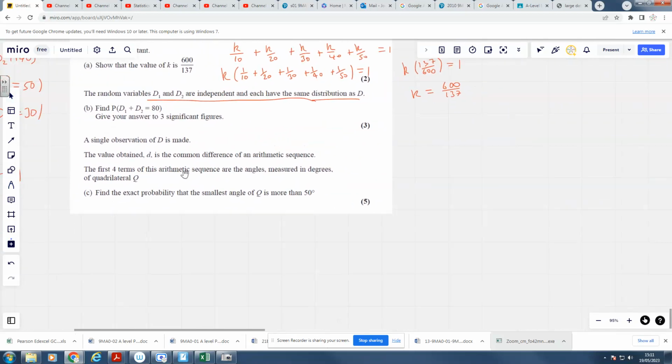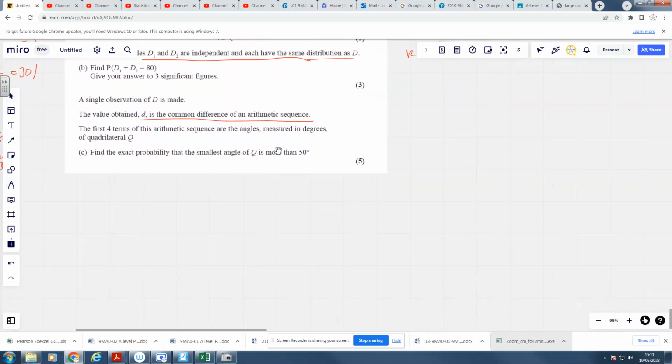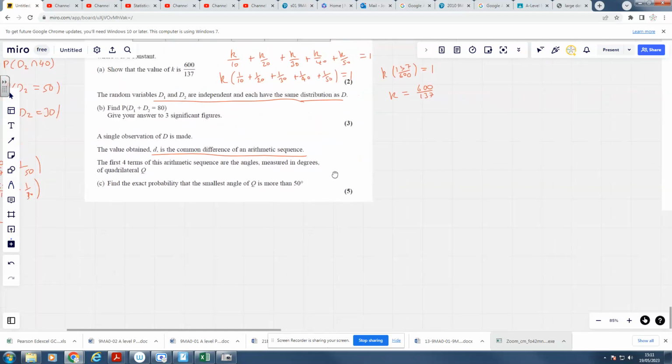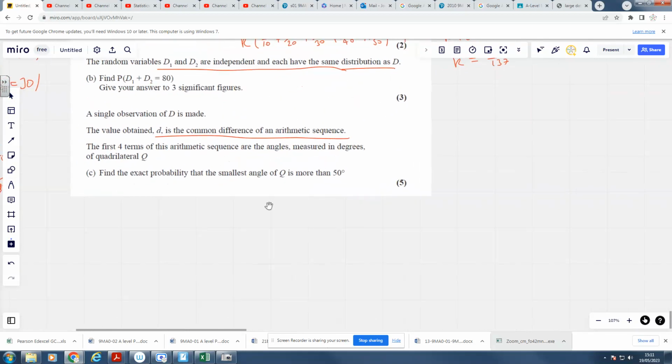Okay, a single observation of D is made. The value obtained, D, is the common difference in an arithmetic sequence. Look at this, they're putting in some pure in the stats. Good for them. I like that, I approve. In both the other examples, AQA and OCR, they mix up the stats and the mechanics with the pure paper. I don't know if you've noticed that. So they can definitely do this in their ones, and they do it in Edexcel as well. So watch out for it.